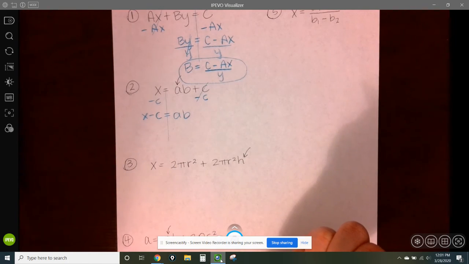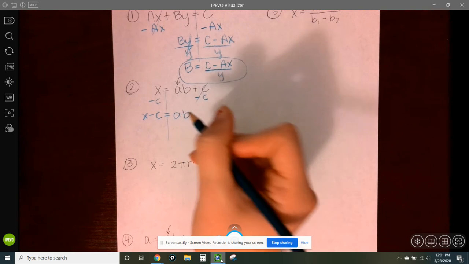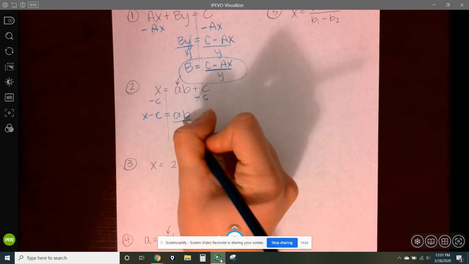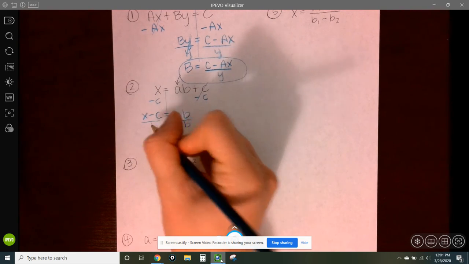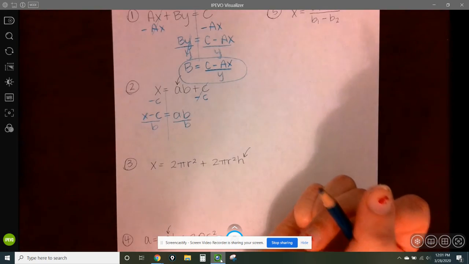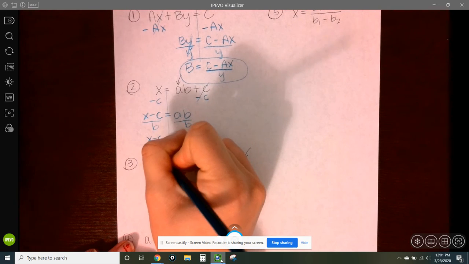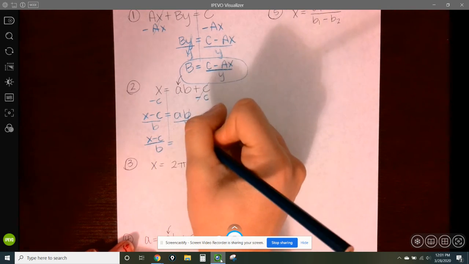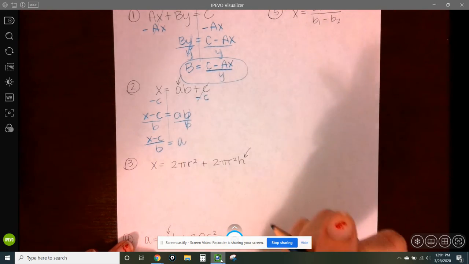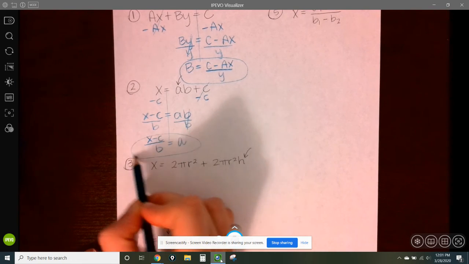I'm trying to solve for a. Right now I have a times b, so the opposite of times b would be to divide by b on both sides. So on the left, x minus c divided by b just gets to be left as x minus c divided by b. And on the right, I now just have a. So that's my answer.